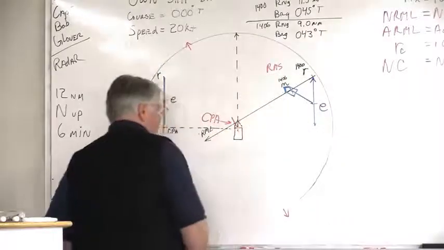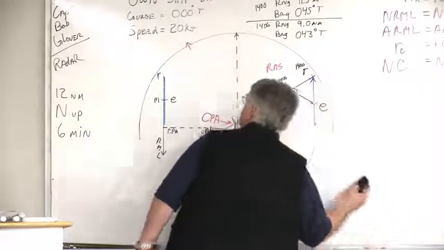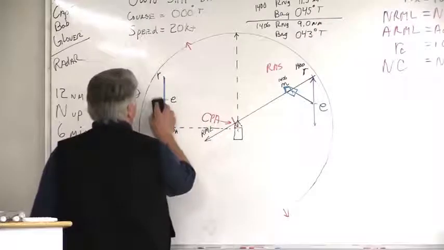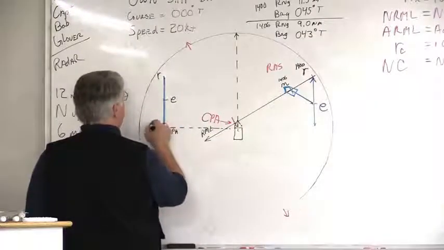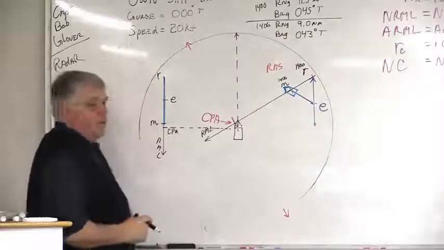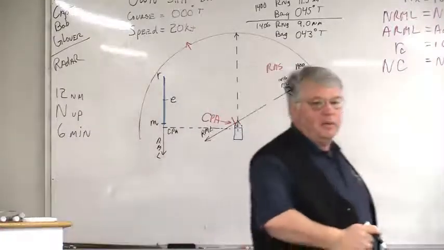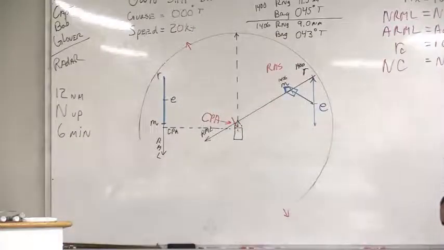Okay? So let's take this to the next step. Suppose when I did all this, M actually was down here. Now what's going on? What does the true motion vector tell you of E to M? You passed that already.